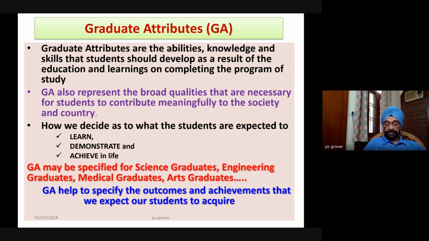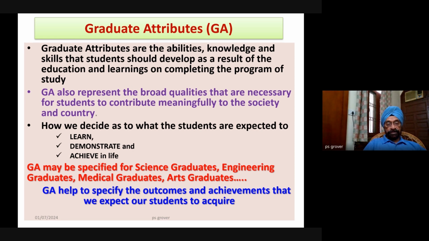The graduate attributes may be specified as science graduates, engineering graduates, medical graduates, arts graduates, pharmacy graduates, and so on. When I say pharmacy graduates, the expectations of the industry from a pharmacy graduate are of a different type than the expectations of industry from an engineering graduate. The science graduate expectations are different. How do I indicate what to emphasize for a science graduate, what to emphasize for an engineering graduate, and so on? There will be overlap, no doubt, but there will be streams along these various disciplines.